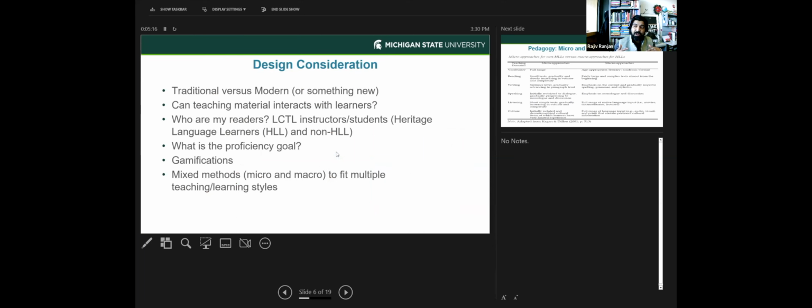Because we're thinking about online, and we all understand how it is on Zoom, as we are presenting, no one's video is on, and everybody is just using their materials at home. So can the materials interact with them? And what should be our proficiency goal? Can we gamify the situation?